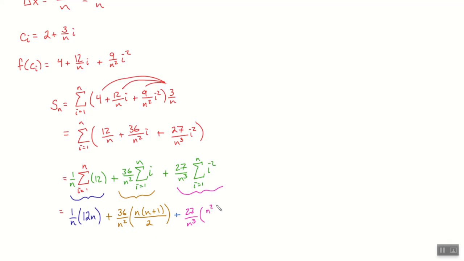N squared. It's just n and 2n plus 1. N plus 1 is the other one? Okay. All over 6 or 12? Okay. We have done the hardest part of this problem so far.